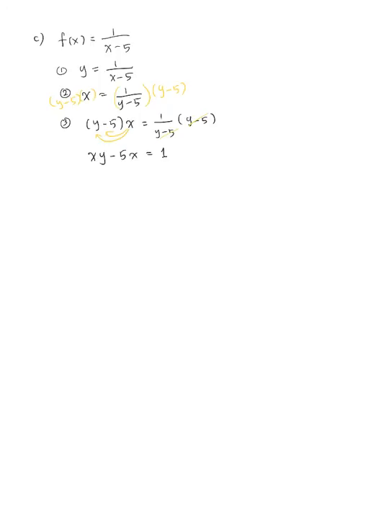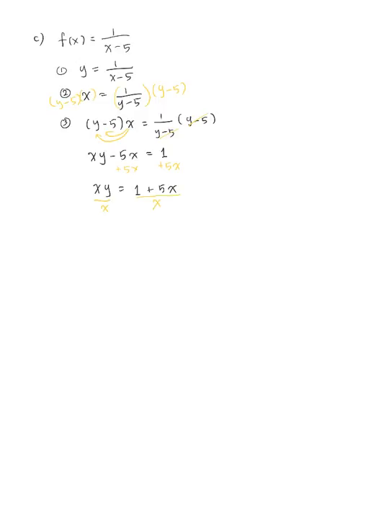So far so good? All right, so now what? Now we need to solve for y. So first, let's get rid of that negative 5x by adding 5x on both sides. So here's what I'm going to do. All right, so if I do that, I'm going to have x times y equals 1 plus 5x. All right, so now how do you solve for y? Divide this guy by x, dividing this guy by x.